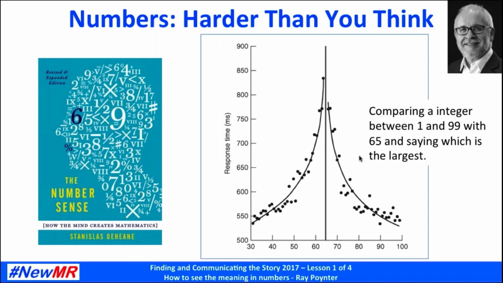But here's one example. What they did in this experiment was they randomly showed the number 65 and a different number between 1 and 99 on the screen.